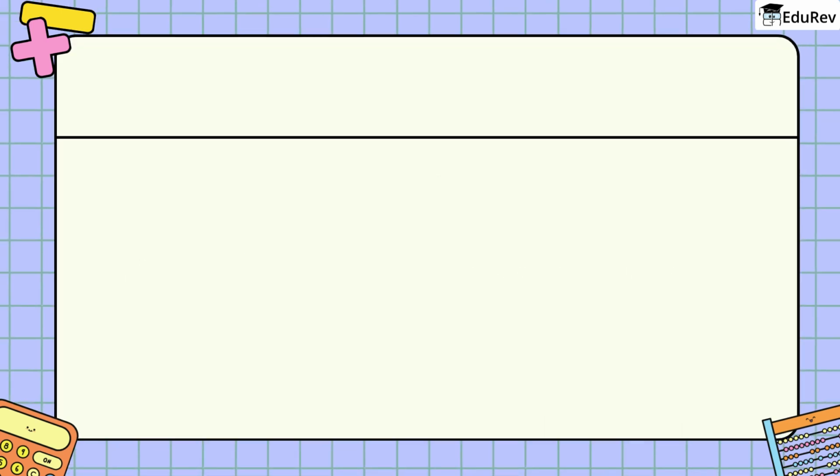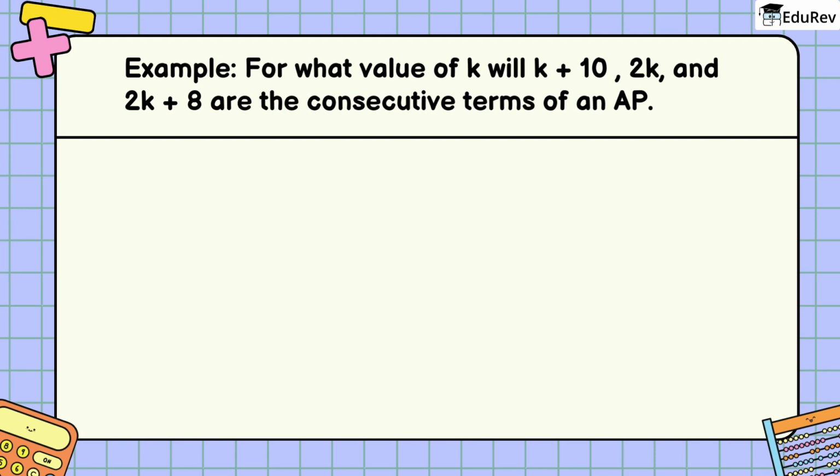Now, let's say we want to find the value of k such that k plus 10, 2k, and 2k plus 8 are consecutive terms of an AP.